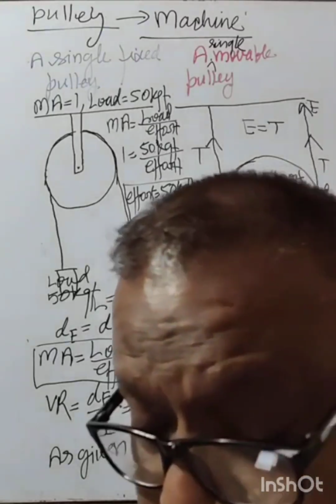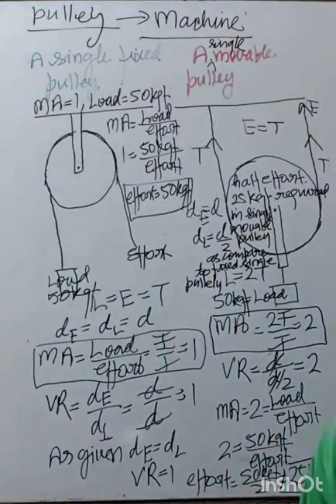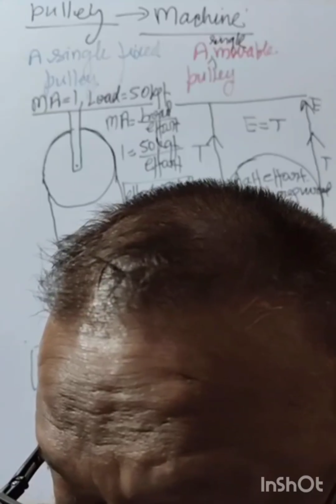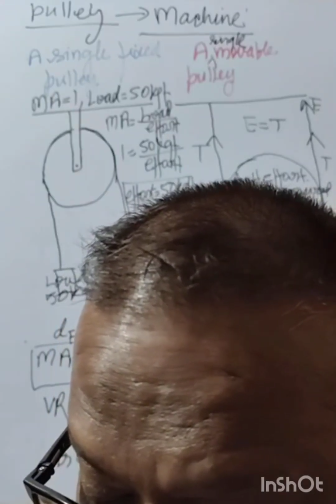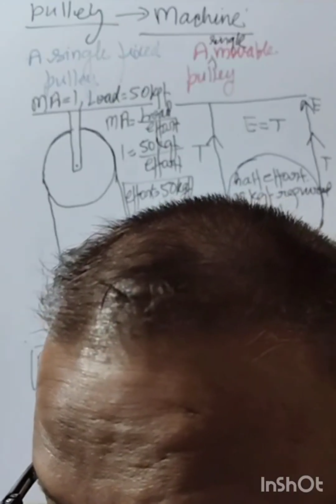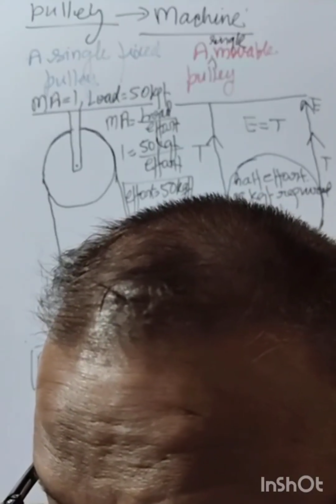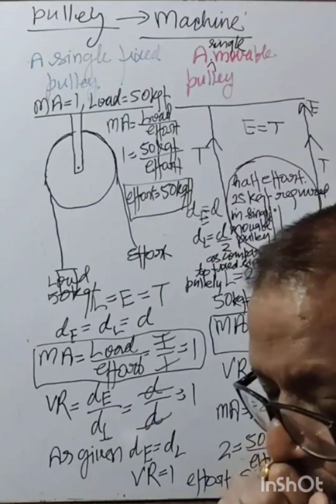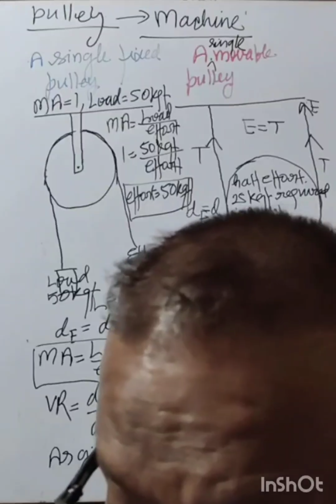And the next one is: in a block and tackle system containing 3 pulleys, a load of 75 kgf is raised with an effort of 50 kgf. Okay, a block and tackle system consists of 3 pulleys.